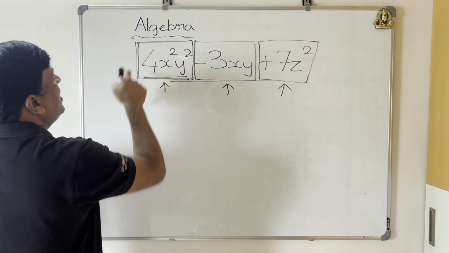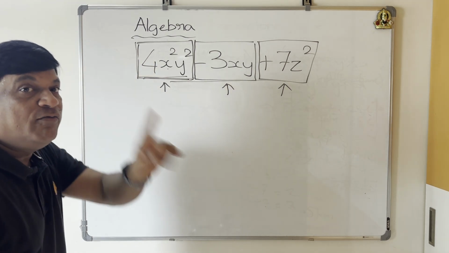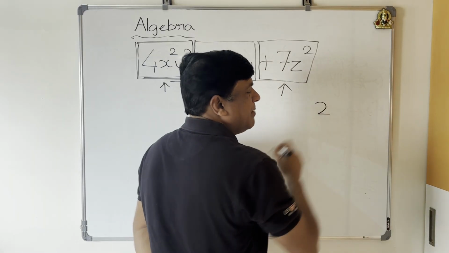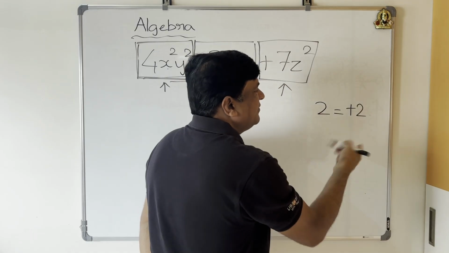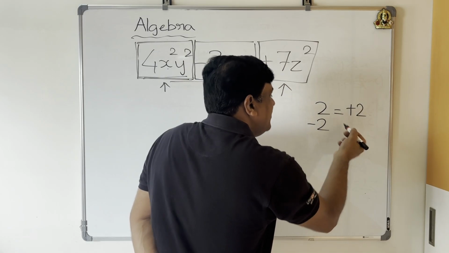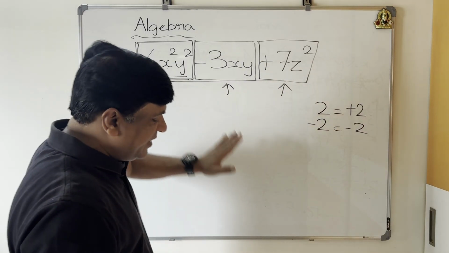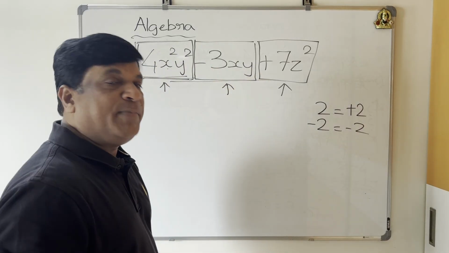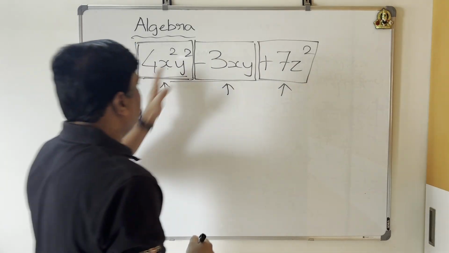Look at it. When there is no sign in front of a term, it's always positive. For example, even in numbers, when I write just the number 2, it means plus 2. It's always plus 2. And for a negative number, we always specify a negative sign. Similarly, in algebra, the plus sign and minus sign play a very big role. Remember this one. Don't miss out on signs over here.